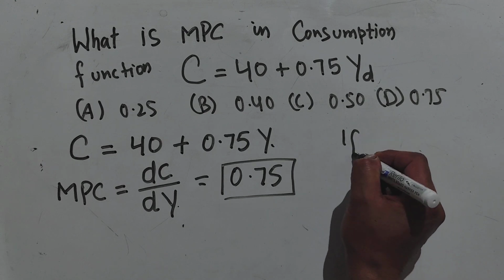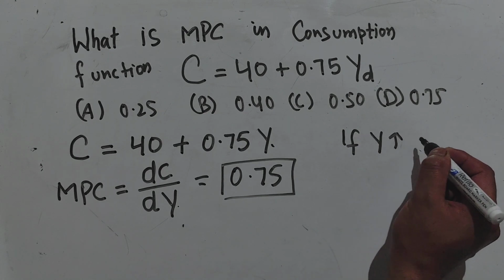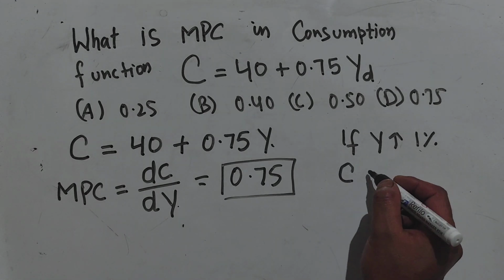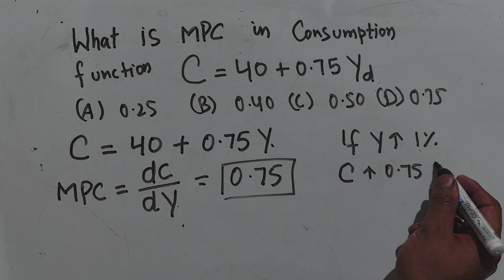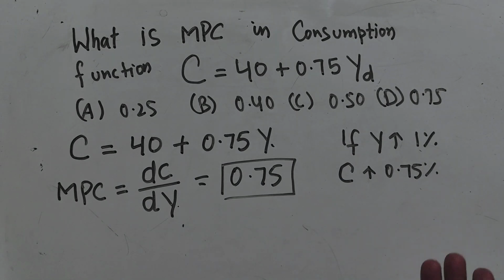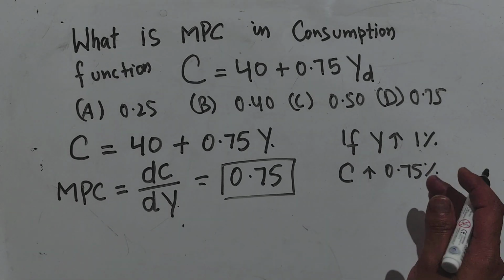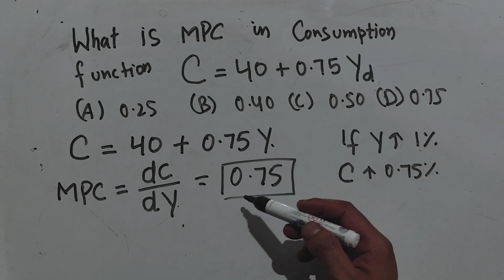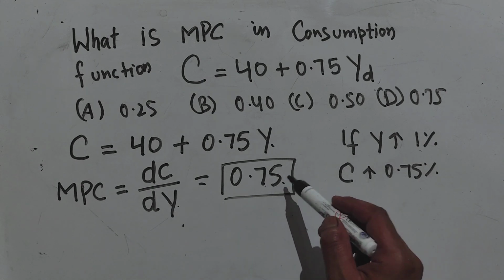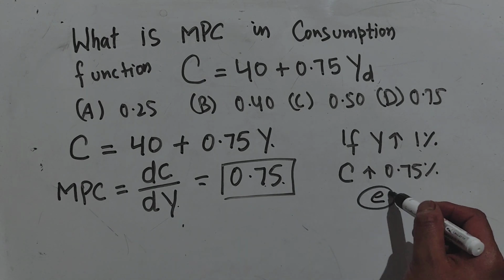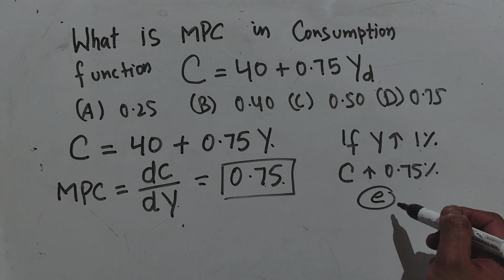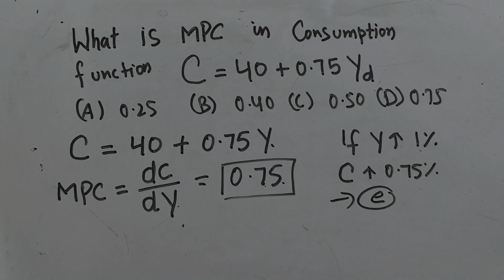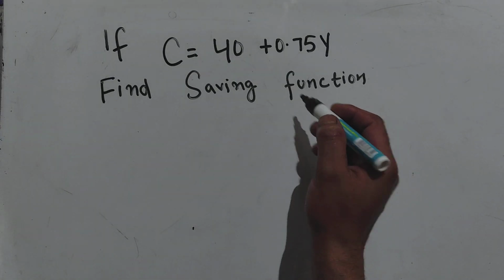It simply tells us if our income increases by 1 unit or by 1%, consumption will increase by 0.75%. Okay, or let me put it in another way. The incremental change in consumption due to the change in the income will be 0.75. Every additional dollar, out of that 75% will be consumed. So the question is to find out the savings function from the consumption function.